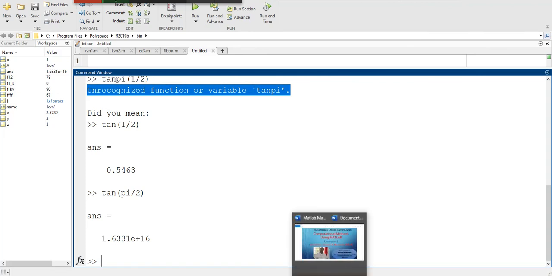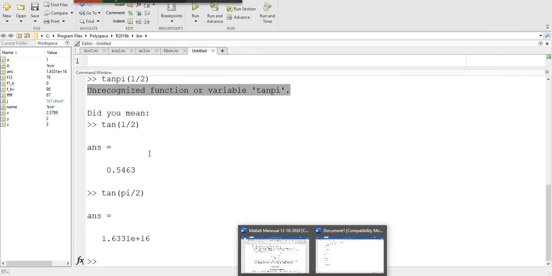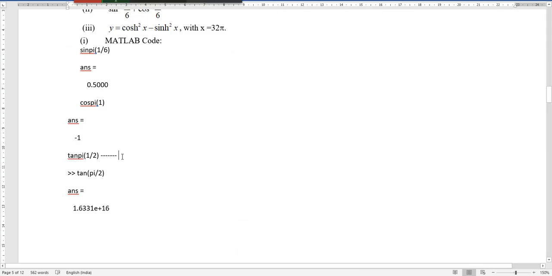Okay, I will write here. Just for a comment line, I will write the percent symbol, just for understanding.